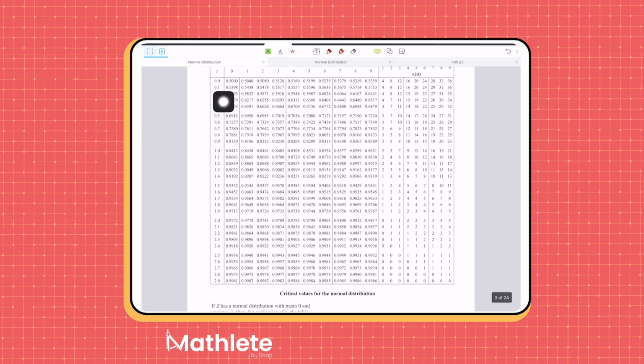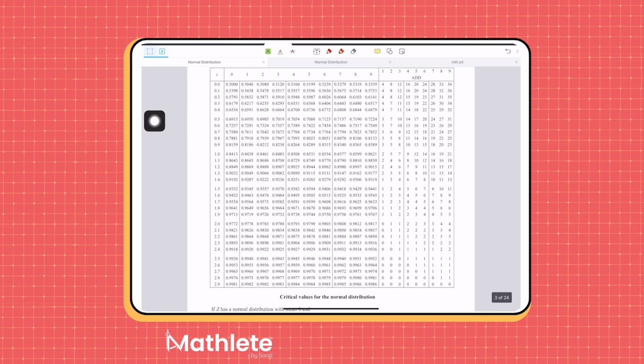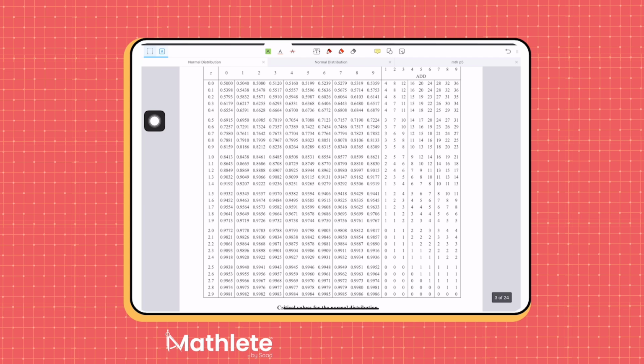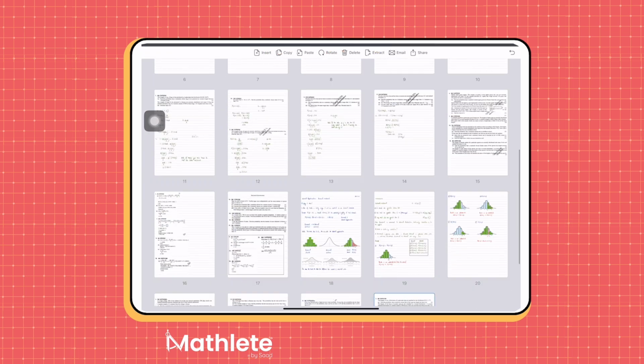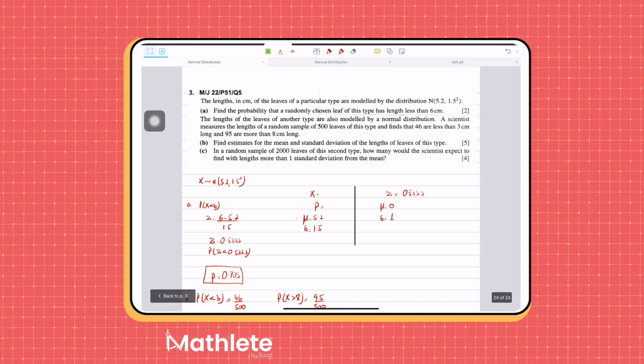Will I find a probability of 0.092 in the table? Yes or no? No, I won't. So what do we do in that case? Okay, we will have to take phi inverse of 0.092, right? But how do I do that now?